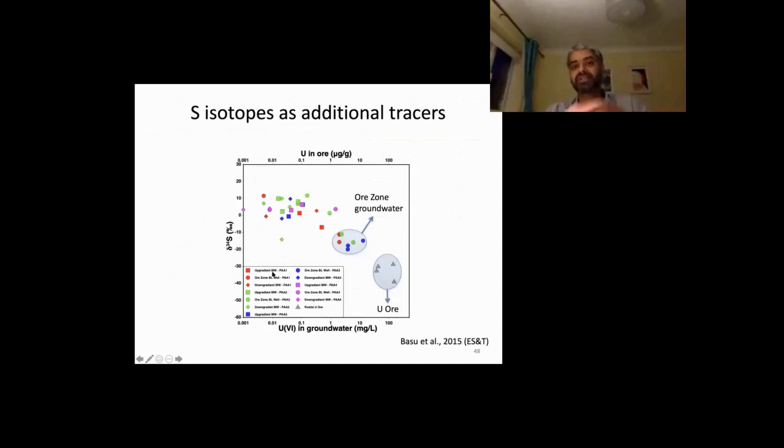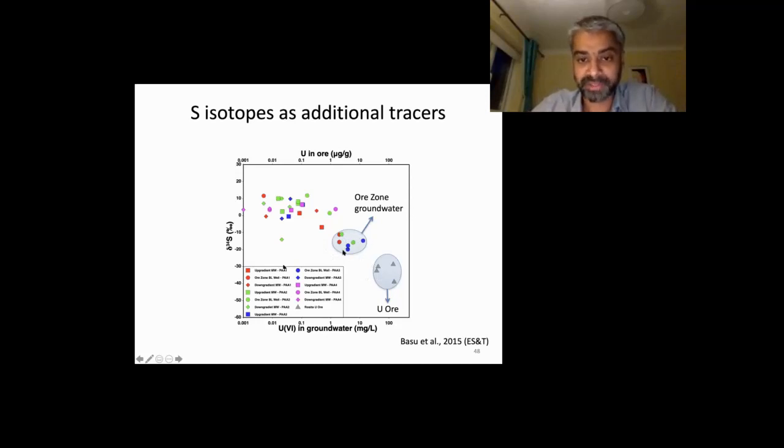Now, an additional tracer we found, which is also a very good tracer for the ore zone groundwater, is sulfur isotope ratios in water. If you look at the sulfur isotopes in sulfides in uranium ore, they have really low values because they are usually biogenic. That means light sulfur isotopes react preferentially when forming sulfides. Sulfides have very low delta 34S values. And when they're oxidized, they inherit the signature of the ore.